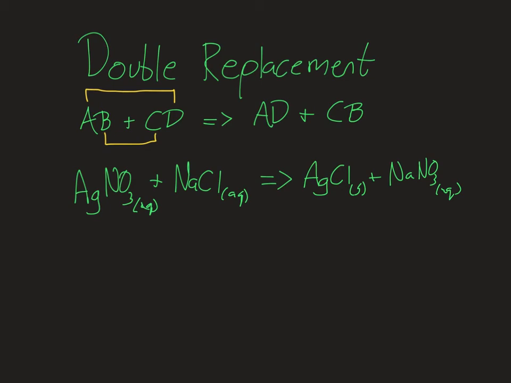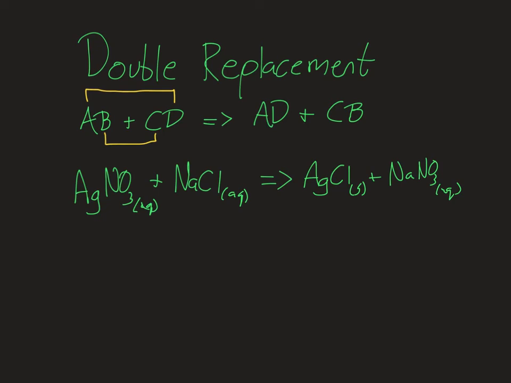Looking at this with actual chemicals, I've got silver nitrate here, notice it's aqueous, and sodium chloride, also aqueous. So what's going to happen is now silver is going to get connected to chlorine, and then sodium is going to get connected to nitrate. Remember that you always have to write the metal first. So when this reaction takes place, I get silver chloride and then sodium nitrate. Everybody just switched who they were partnered with.